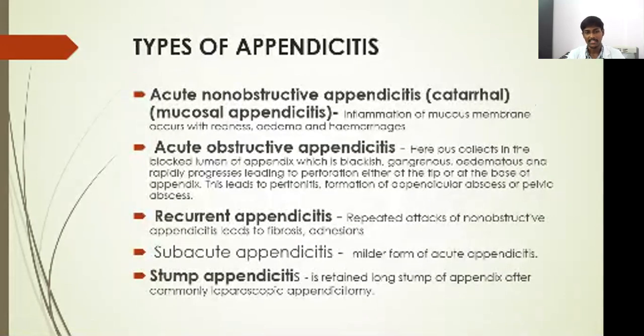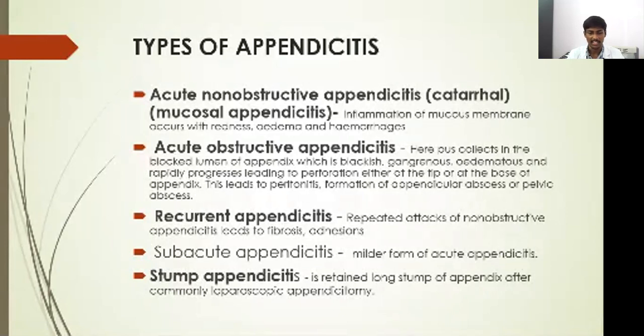And types of appendicitis: acute non-obstructive appendicitis, called catarrhal appendicitis or mucosal appendicitis, where inflammation of the mucous membrane occurs with redness, edema, and hemorrhages. Acute obstructive appendicitis: here pus collects in the blocked lumen of the appendix, which is blackish, gangrenous, edematous, and rapidly progressing, leading to perforation either at the tip or at the base of the appendix. This leads to peritonitis, formation of an appendicular abscess or pelvic abscess. That's about acute obstructive appendicitis.